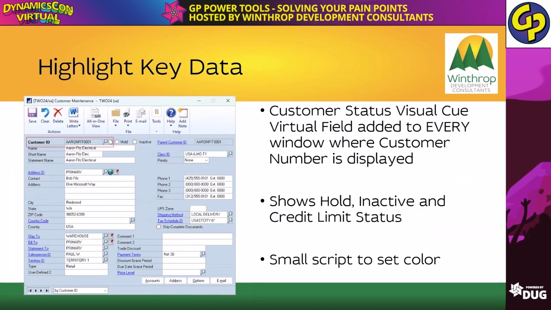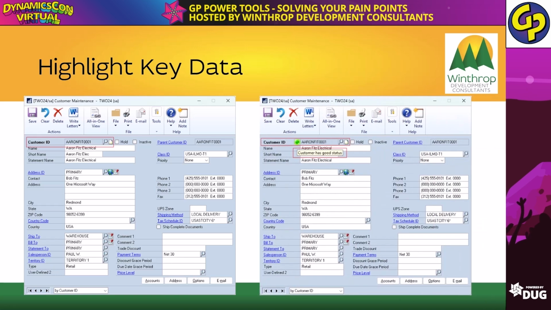An example of highlighting key data could be showing a visual cue on every window. So in this example, we've created a customer status visual cue, which is added to every window in the entire product where the customer number is displayed. This visual cue will show us whether the customer is on hold, inactive, or over its credit limit. It does use a small amount of script to create the field and apply the color. It's using a virtual field which allows us to add a field to any window without using Modifier or using alternate windows. The field has a tooltip to make it easy to see what the different colors mean.